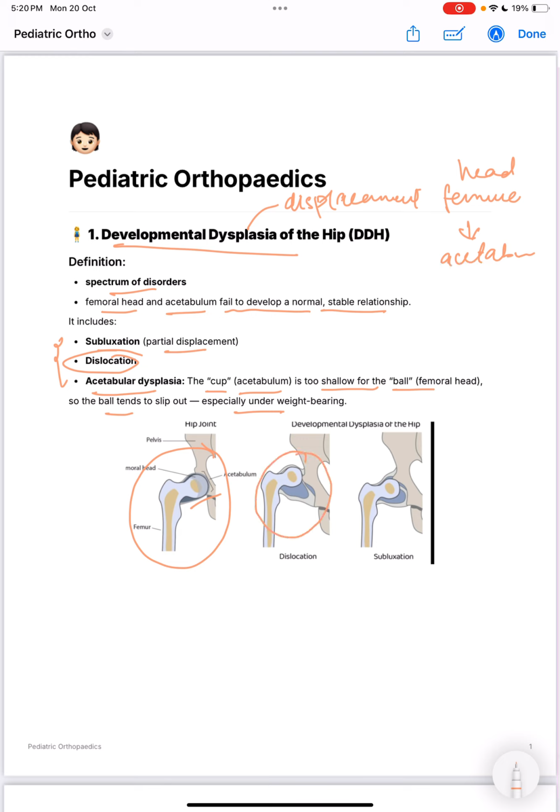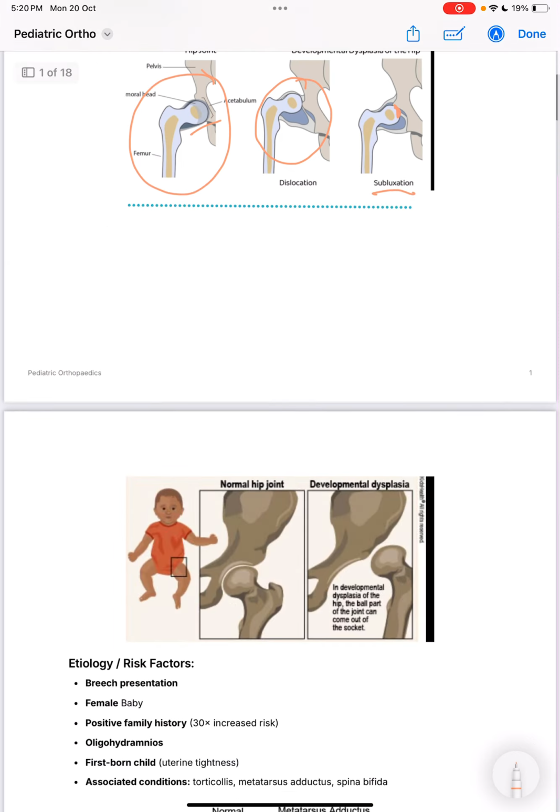This is dislocation because it should have been here, but it is completely out of the joint. And then this is subluxation because it is still articulating with the acetabulum, but not fully. So it is subluxation. And now, if you look at this, this is too shallow.